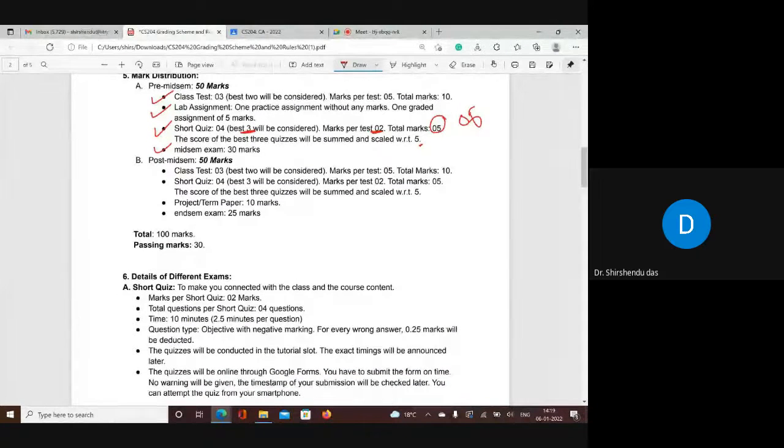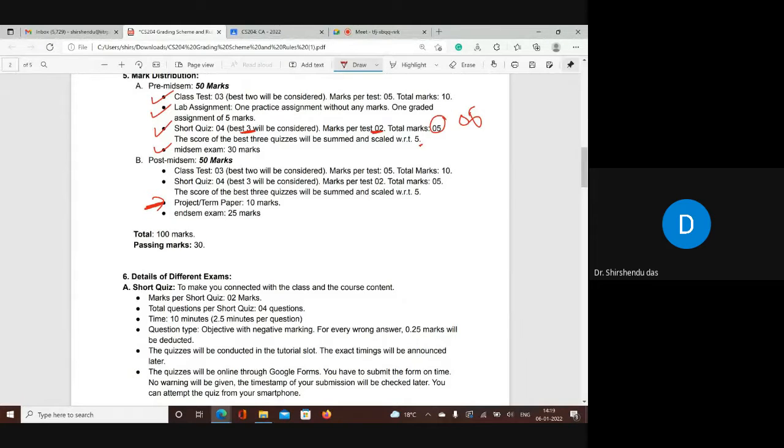In the post midsem part also, class test is the same. There will be 10 marks in class tests. All the rules will be the same for class tests. Short quiz is also the same. All rules will be the same for short quiz, and there are 5 marks for short quiz. And then the additional thing here is this part, project and term paper. Instead of any lab assignment, we'll give you a project or a term paper, and it will have 10 marks.